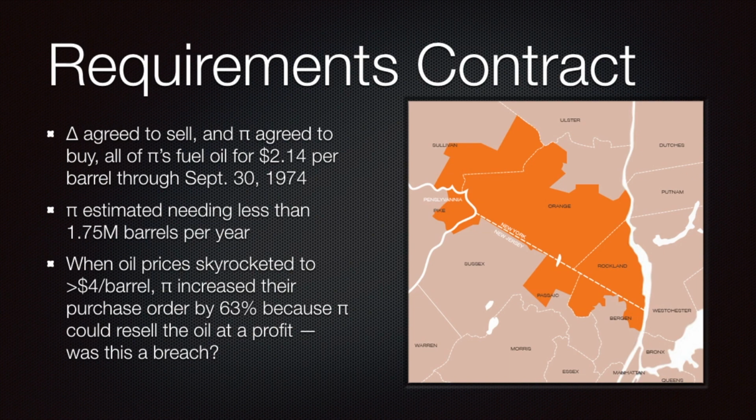On the flip side, let's look at a requirements contract from Orange and Rockland Utilities Inc. versus Emerita Hess Corporation. Here, the defendant agreed to sell and plaintiff agreed to buy all of its fuel oil needs at a stated price of $2.14 a barrel for a period of time. The plaintiff estimated needing less than 1.75 million barrels, but when oil prices went through the roof, through $4 a barrel, plaintiff increased her purchase order by 63% because it realized it could resell this oil on the secondary market. Was this a breach by the buyer?